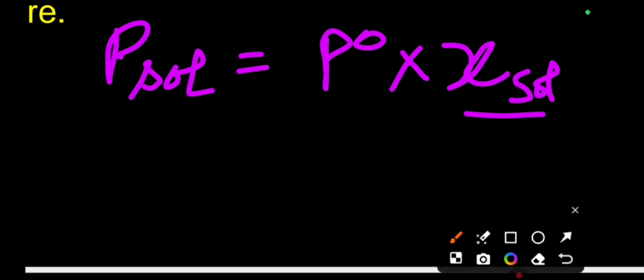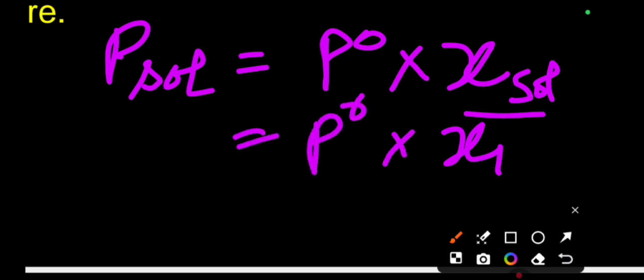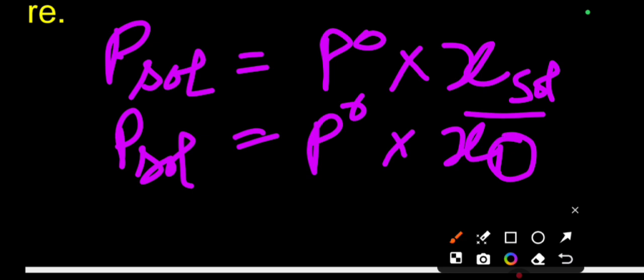If you want to write in terms of number, you can write here X1. P1 is equal to P solution, where 1 is used for the representation of the solvent. And what is P naught here? It is the vapor pressure exerted by the pure solvent. So you can continue this derivation.